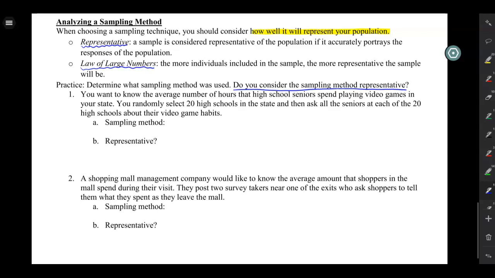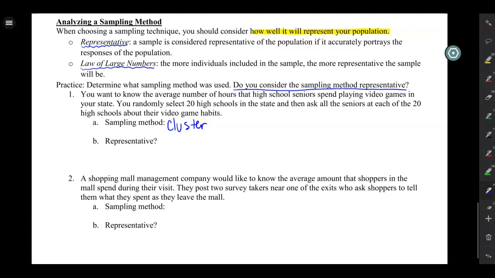You want to know the average number of hours that high school seniors spend playing video games in your state. You randomly select 20 high schools in the state and then ask all the seniors at each of the 20 high schools about their video game habits. So this type of sampling method is a cluster sample because you divided everyone by their schools and then you just chose 20 complete schools to survey.